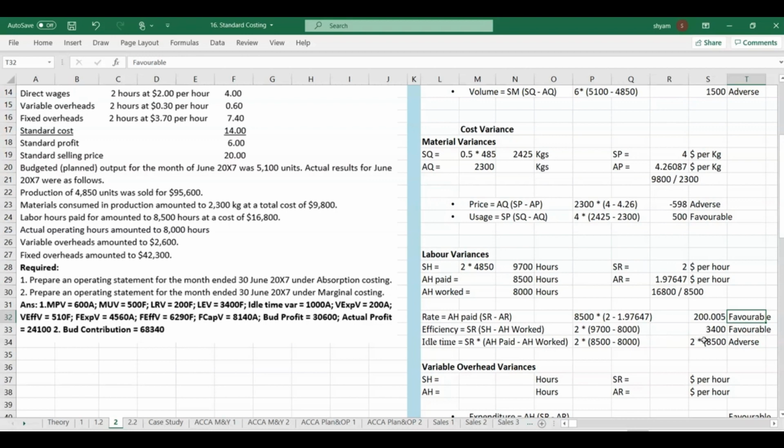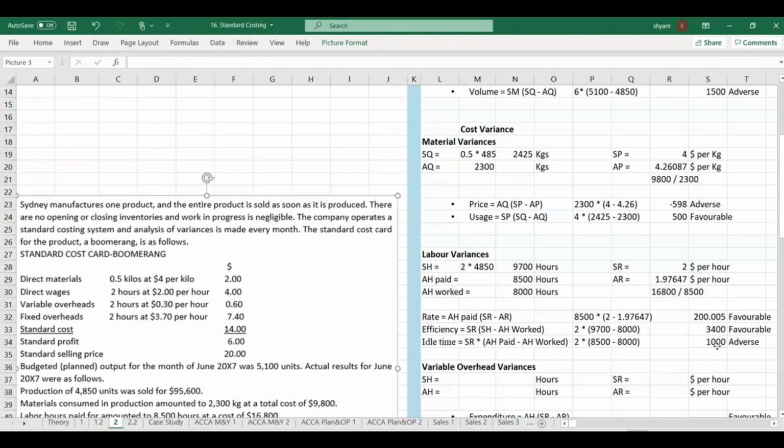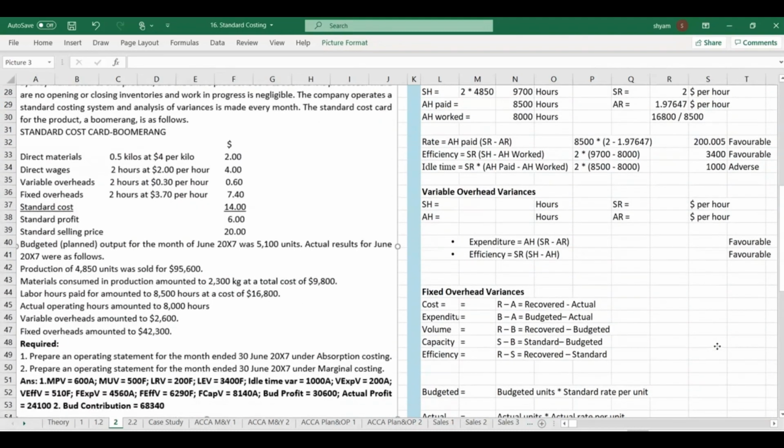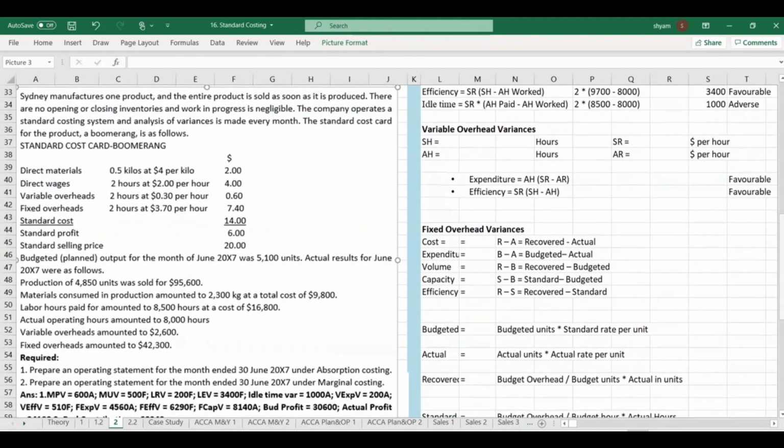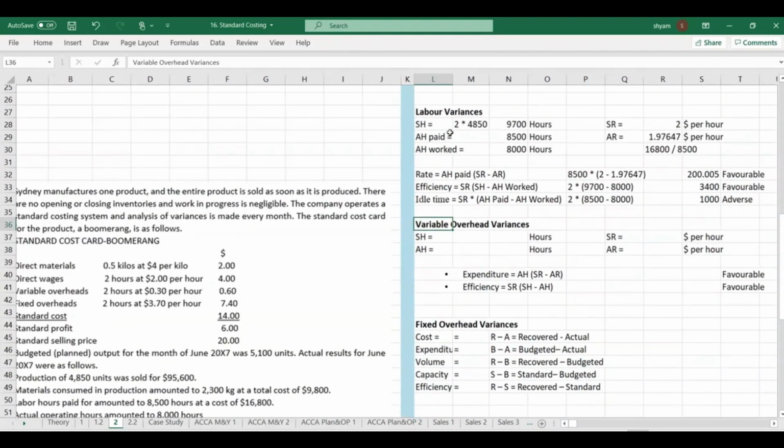The last one, idle time is always a negative variance. Why? Because they are sitting idly. Why should we pay for it? So that is the concept here. So we got up to that point. So let's work out the other variances. So the other variances are variable overhead variance. So we'll compute from here.